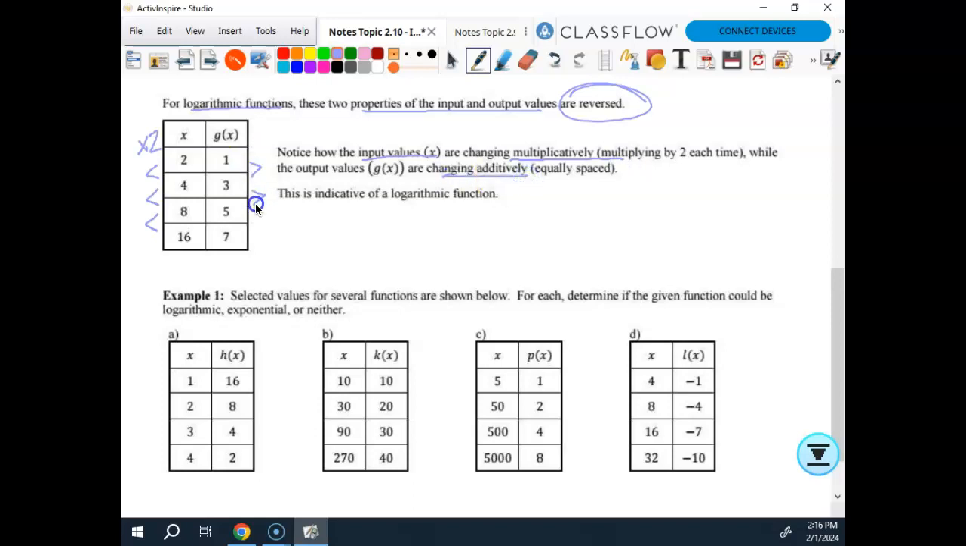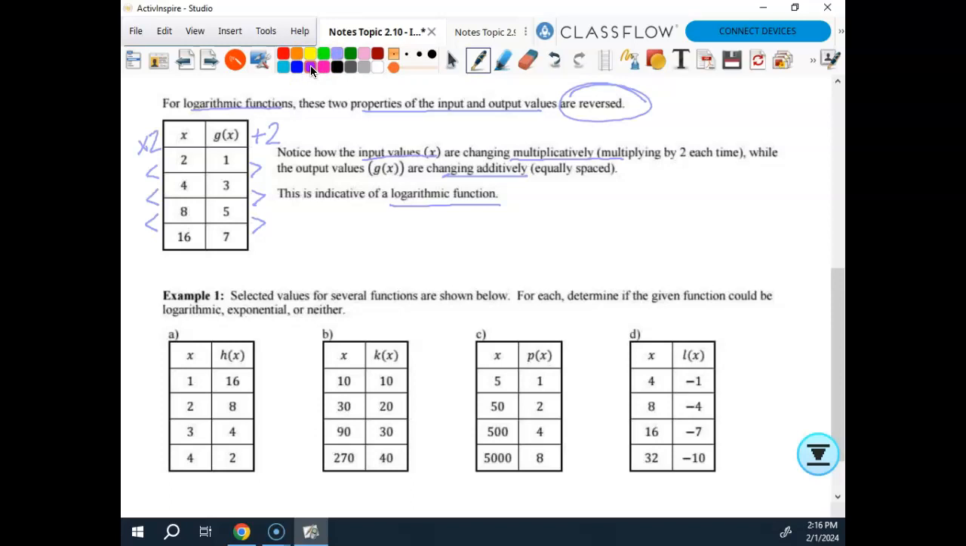Here, I'm adding 2. Since they are inverses, your x and y switched, so the properties switched as well, right? So when you don't have equal length input intervals, your outputs are equally spaced, and your inputs are being multiplied, that's what makes it a log. If you can figure out exponentials, logs just switch it around. That's all that's happening. Okay? So let's look at what happens here.